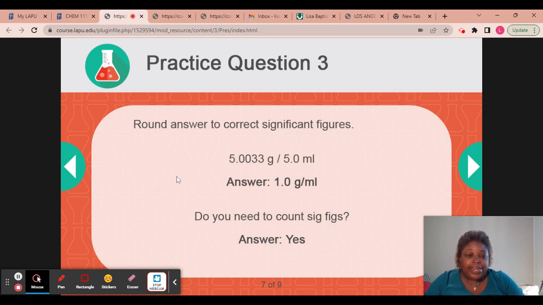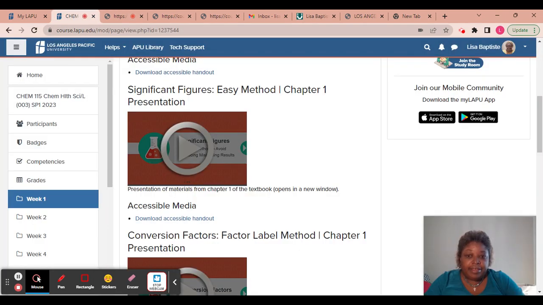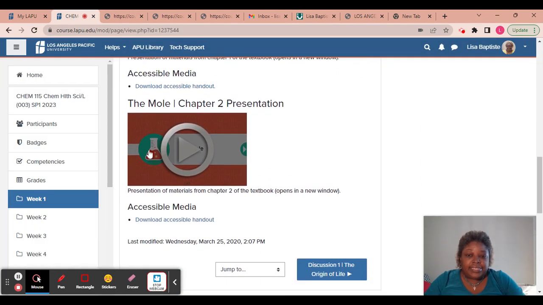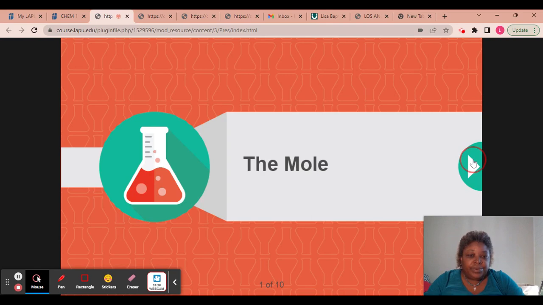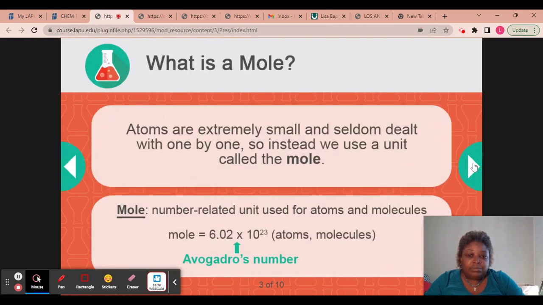Okay, so remember, adding and subtracting, we're going with decimal places. Multiplying and dividing, we go with the least number of significant figures. All right. And so the last thing I want to look at is the mole calculation. All right. And so we're looking at the mole.